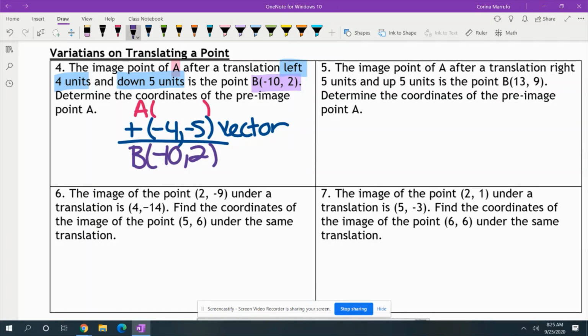So I'm going to show you guys how to do this on the graph and mathematically. So first, mathematically, to find A, all we have to do is figure out, okay, what number can I add to negative 4 to get negative 10? So negative 6 plus negative 4 would give you negative 10. And then the next one, we need to see what number do we add to negative 5 to get a positive 2. So 7 plus negative 5 would give you a positive 2. So that means that point A is negative 6, 7.